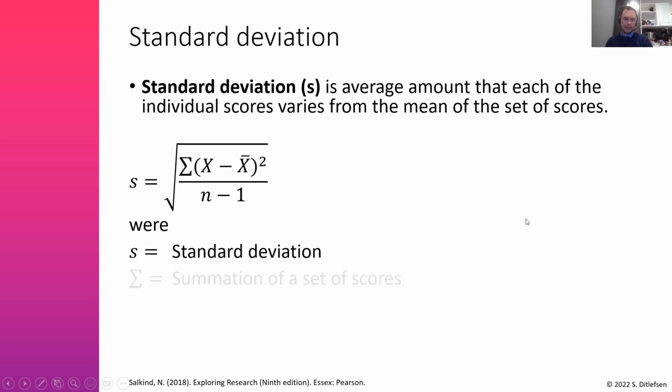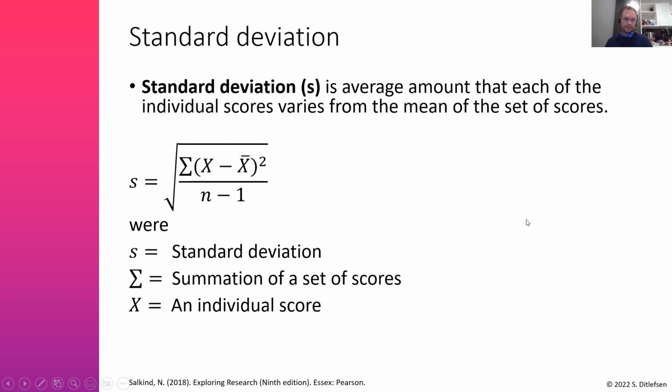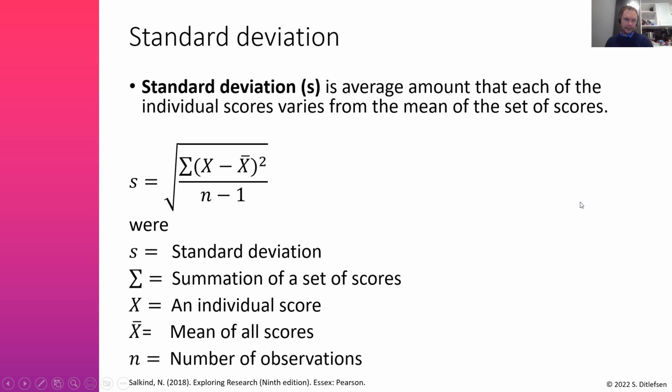Okay, S is standard deviation. Sum is the summation of a set of scores. X is an individual score. X with a dash over it is the mean of all scores. N is the number of observations.